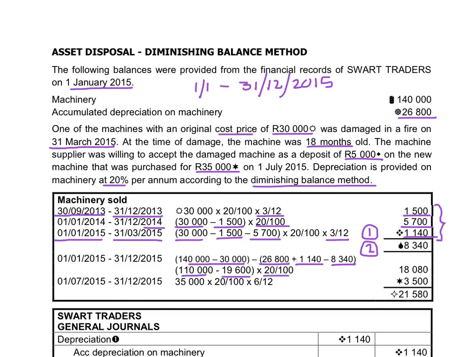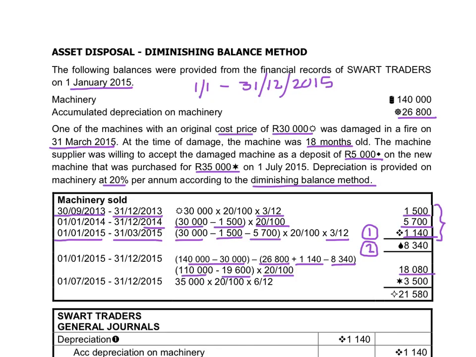And we will calculate 20% on the reduced amount, and that means that the depreciation on machines that we purchased in previous years will be 18,080.